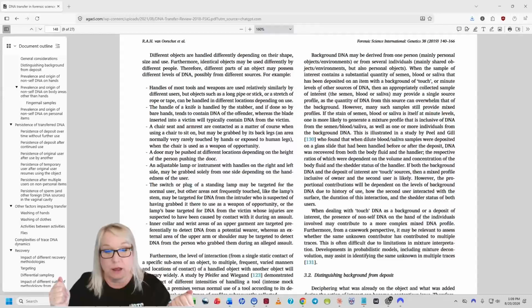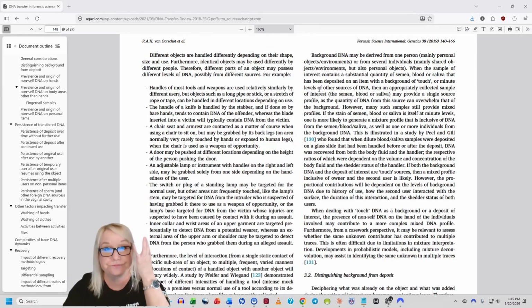The switch or plug of a standing lamp may be targeted for the normal user. I touch that button every day. But other areas not frequently touched, like the lamp's stem, may be targeted for DNA from the intruder who is suspected of having grabbed it there to use as a weapon of opportunity, or the lamp base targeted for DNA from the victim whose injuries are suspected to have been caused by contact with it during an assault.